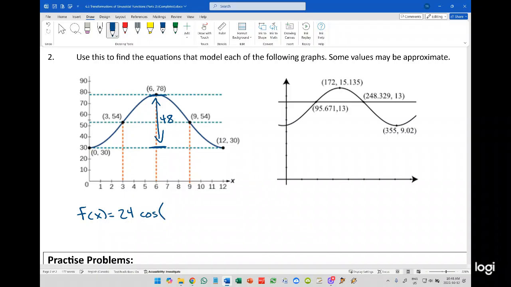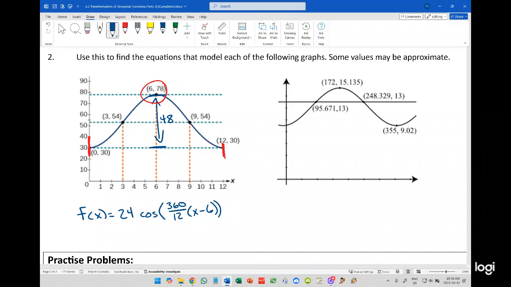Cos. 360 divided by the period. The period goes, there's a minimum at 0. The next minimum is at 12, so the period's 12. The first peak is at 6, so that's going to be x minus 6.